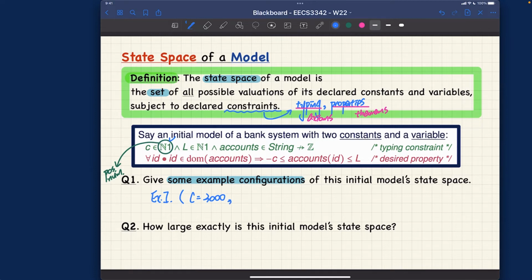And we also need to give a valuation for the upper limit, like what's the maximum balance each account can have. Well, we can make it universal for all the accounts. Let's say L will be, let's say, 150,000. Right? And then we also need to give some valuation for accounts over here, which is a partial function, right? And remember, the empty set is simply a partial function. Agree? It definitely is a valid configuration. So this is one possible configuration. Of course, if you want to make a note, this particular one simply denotes an empty bank.